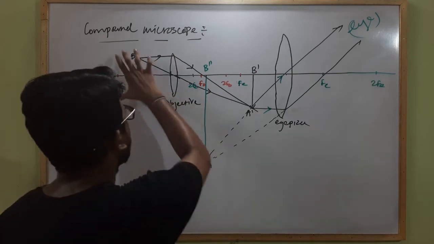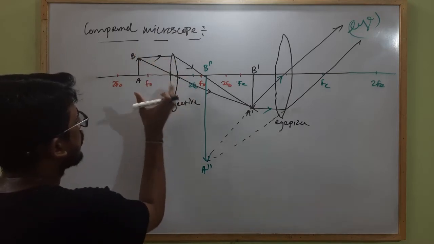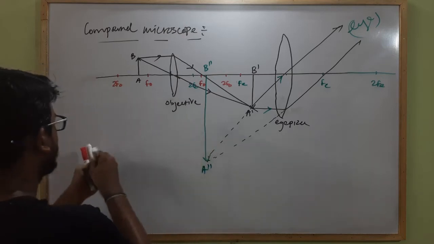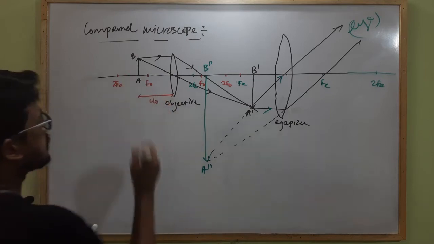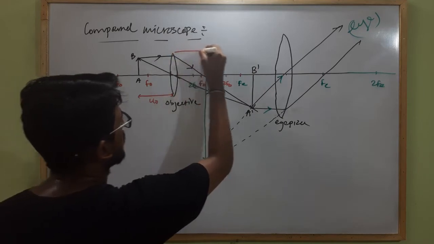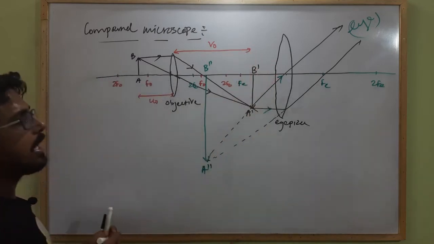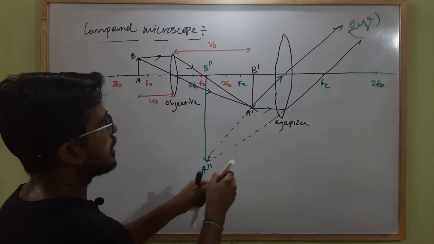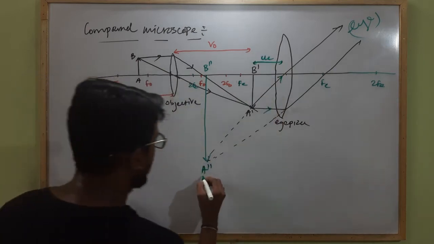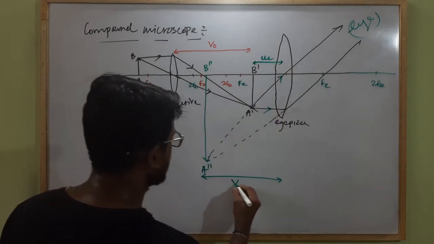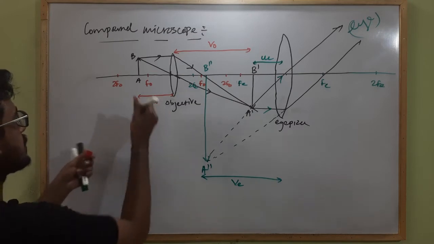Clear? So for the magnification, we can write here, if this is H and this distance lies between F0 and F, so this will be taken as what? This is known as U0, the object distance for the objective, and here is the image for the objective, so this complete distance is known as V0. Now this image A dash B dash will act as an object for the eyepiece, so this much distance will be taken as UE, and the final image for the eyepiece will be this one, A double dash B double dash. So this is taken as VE, the image distance for the eyepiece. Clear?